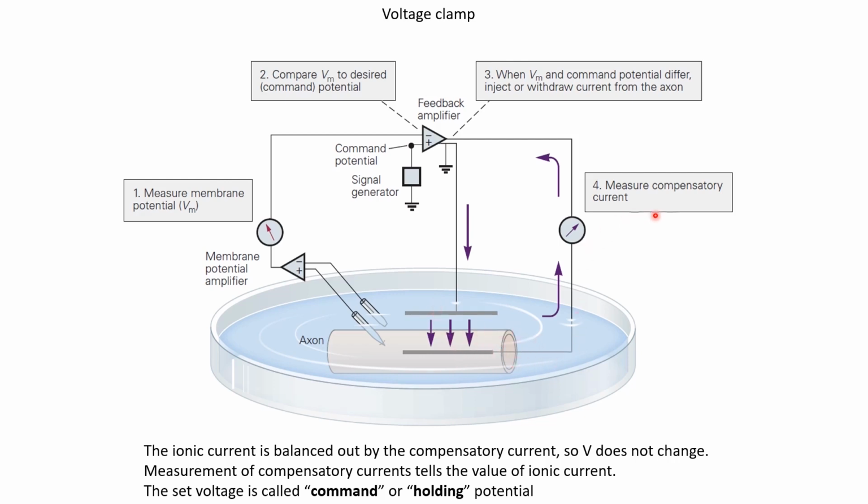So by measuring the compensatory current, we will know the amount of ionic currents coming into the neuron. If ionic currents are flowing in, then the compensatory current will be negative. So a negative value of compensatory current tells us that ionic currents are flowing into the neuron.